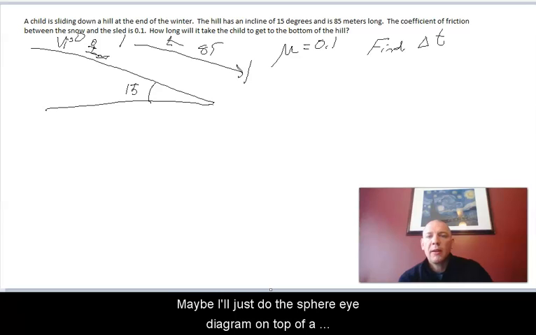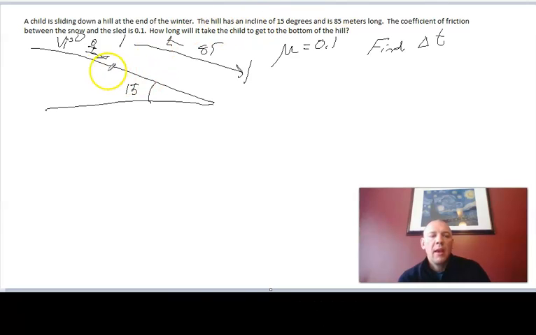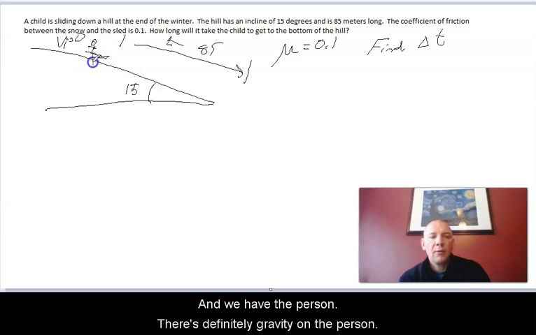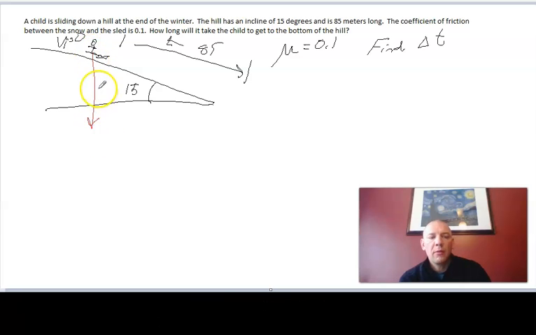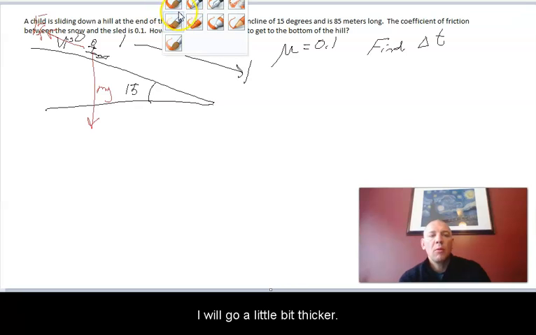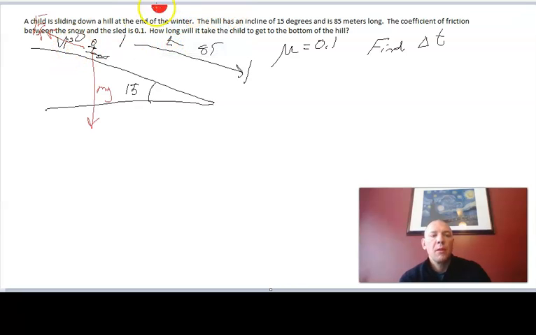Maybe I'll just do this free body diagram on top in a different color. And we have the person, there's definitely gravity on the person. So I'll put mg there. Friction is going to act against motion. So we got the force of friction up here. We can maybe go a little bit thicker. Not that thick. And then we have the normal force.